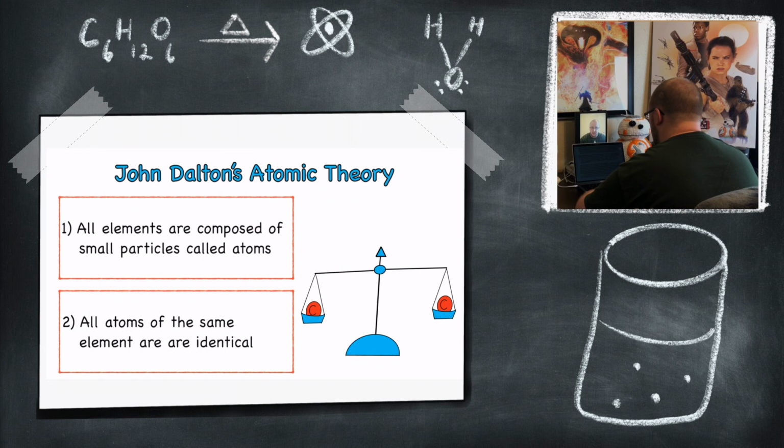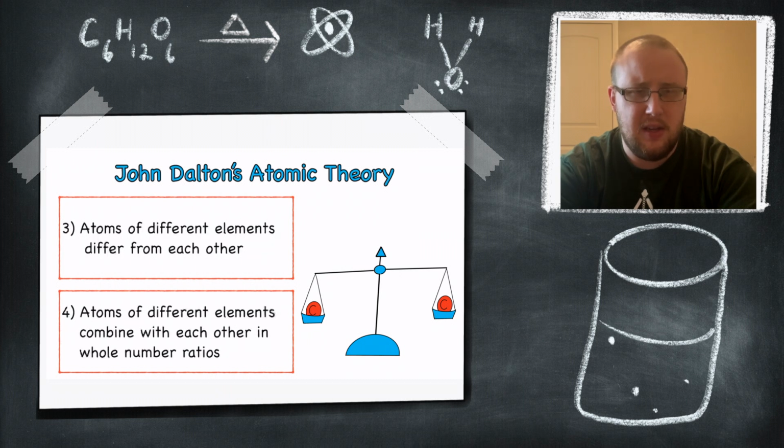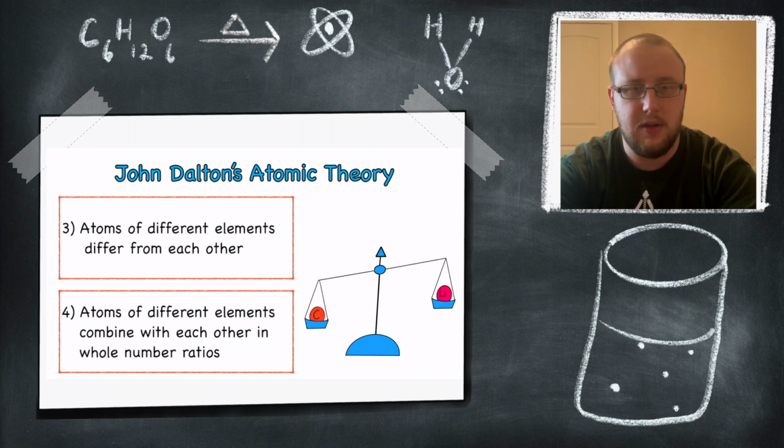So his second postulate being that all atoms of the same element are identical to each other, well, then it would make sense that his third postulate would say that different elements are not identical from each other. So for instance, a lithium atom is different than a carbon atom. It may weigh different. It has different properties than a carbon atom. And so that's basically what he's saying, that different elements have different properties.